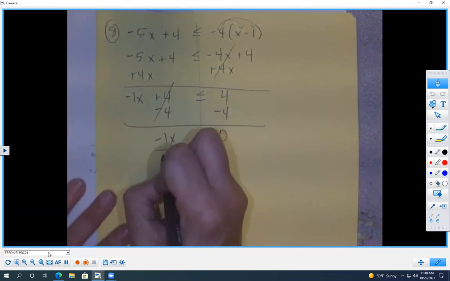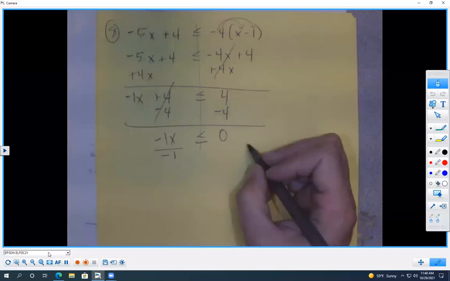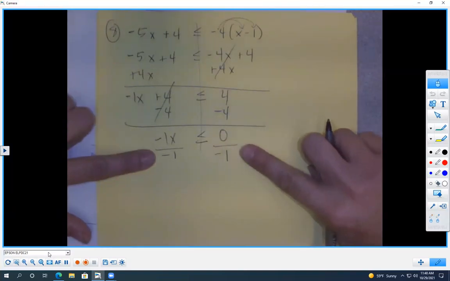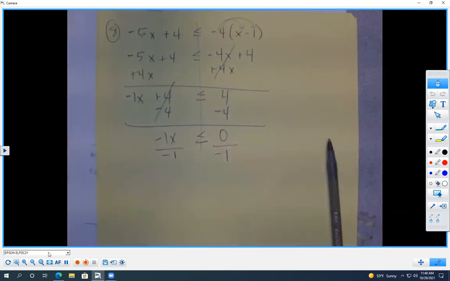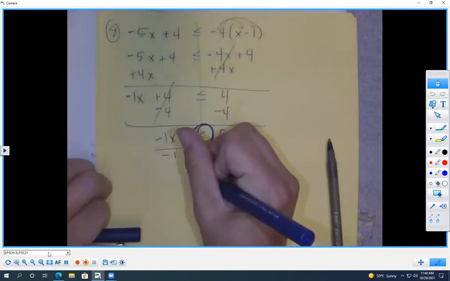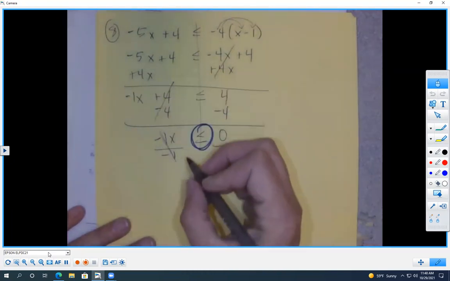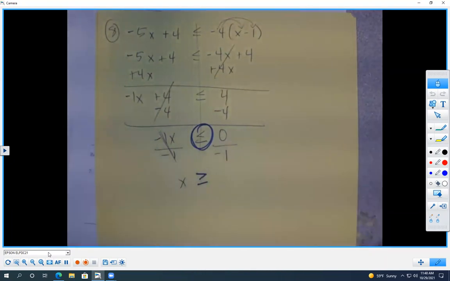Divide by negative 1. You could also multiply by negative 1 if you wanted to. Did I multiply or divide by a negative number? Yes, you did. That's the big rule. If you multiply or divide by a negative number, remember this guy has to turn around and face the other way. So the negative ones undo each other on the left-hand side. I get x. And then 0 divided by 1.